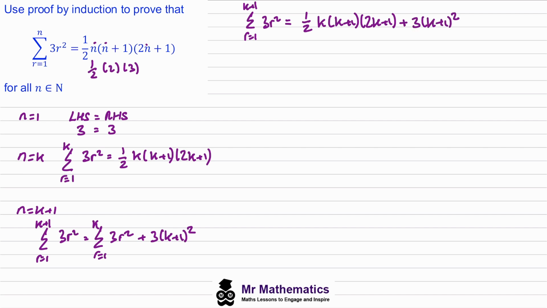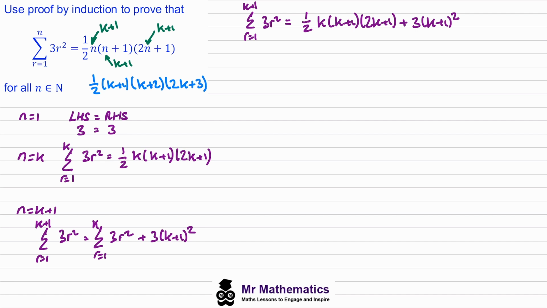And now we need to compare this to what we've been asked to prove when n equals k plus 1. So this will become 1/2 of the n, and then for this bracket we'll have k plus 1 plus 1, so this will become k plus 2, and then for this bracket we'll have 2 lots of k plus 1 plus this one, so this becomes 2k plus 3.